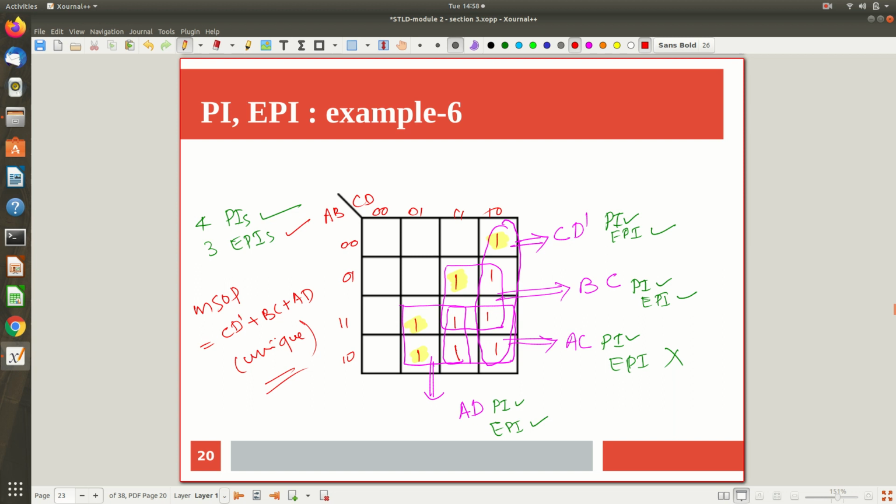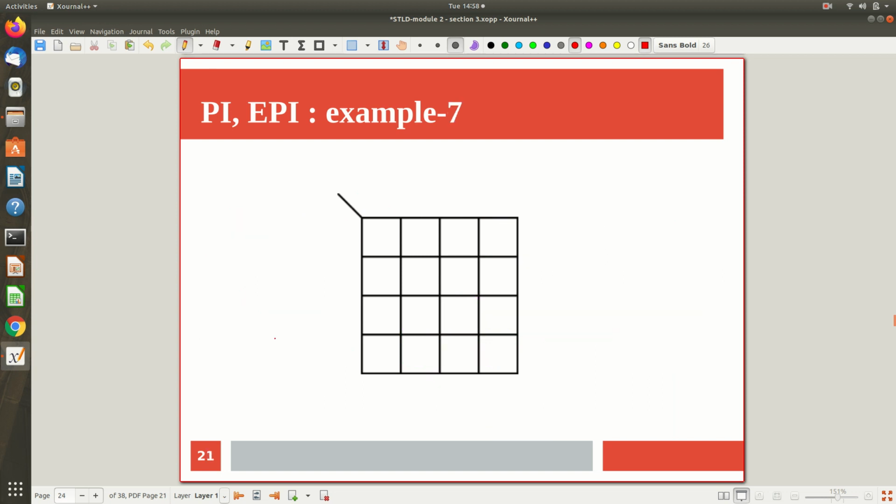Okay, so I am just getting a single one. Yeah, hope it is clear. Now the next example.